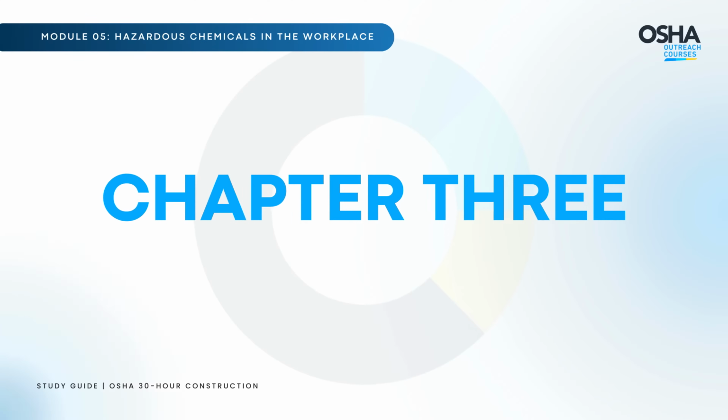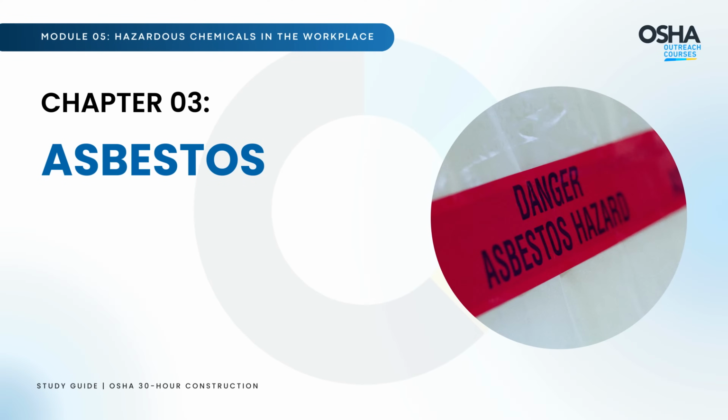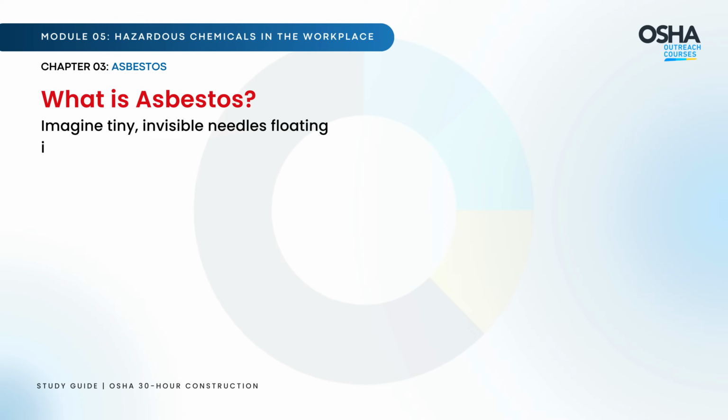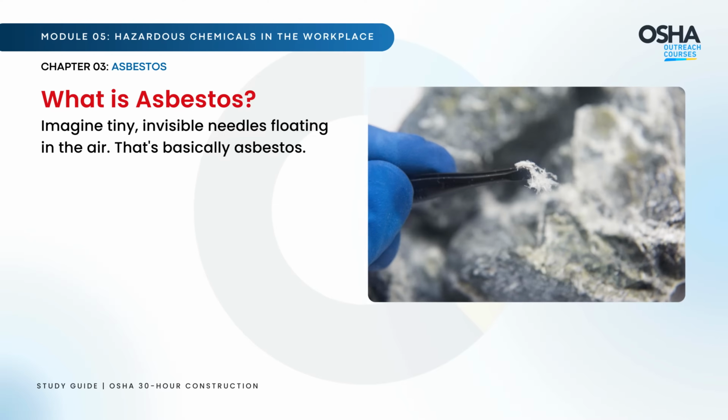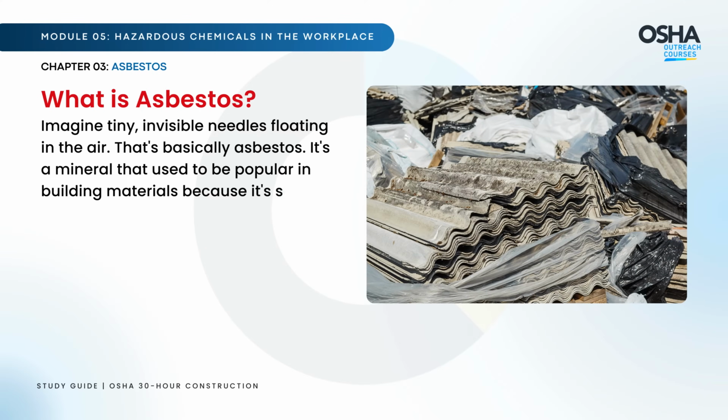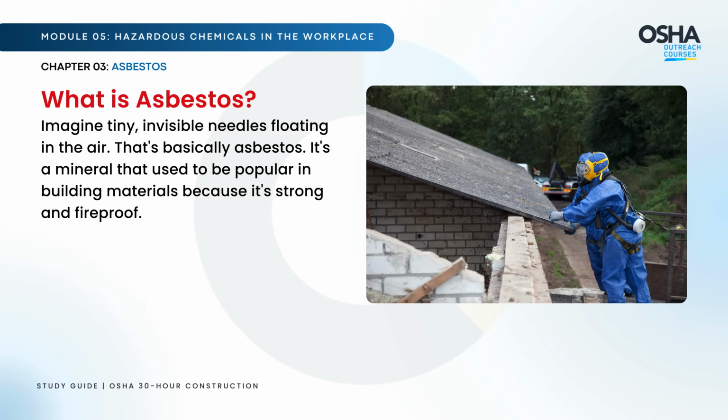Perfect. Now Chapter 3, Asbestos, the silent killer. Do you know what is asbestos? Imagine tiny, invisible needles floating in the air. That's basically asbestos. It's a mineral that used to be popular in building materials because it's strong and fireproof.